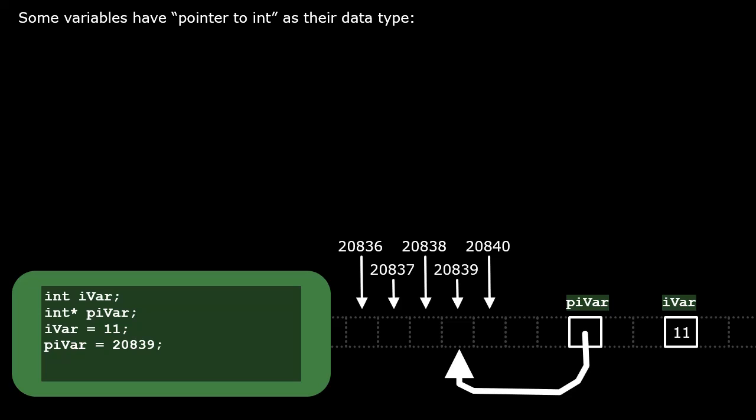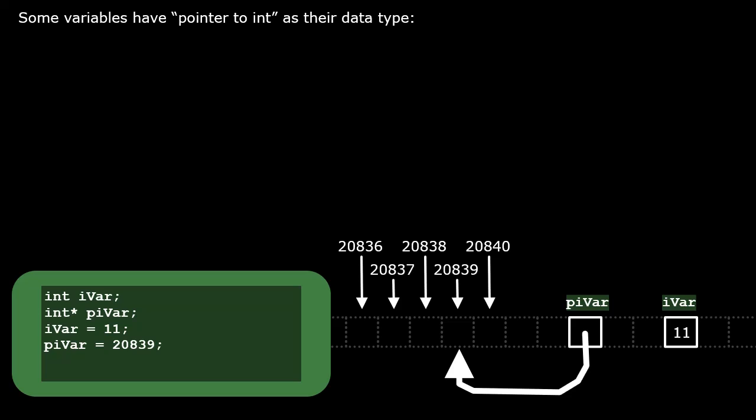All computer memory is arranged in one long line, and the location of each piece of memory is numbered, from 0 up to however many words of memory that your computer has, which is a very big number. By storing a memory address in a pointer variable, the variable is essentially pointing at that memory location.